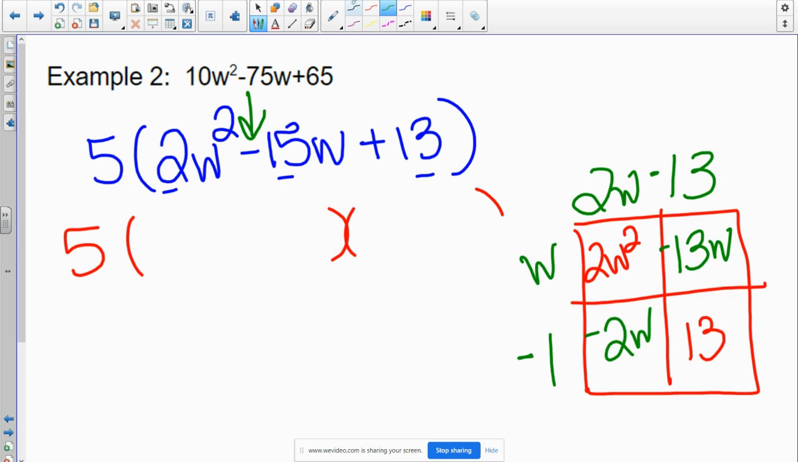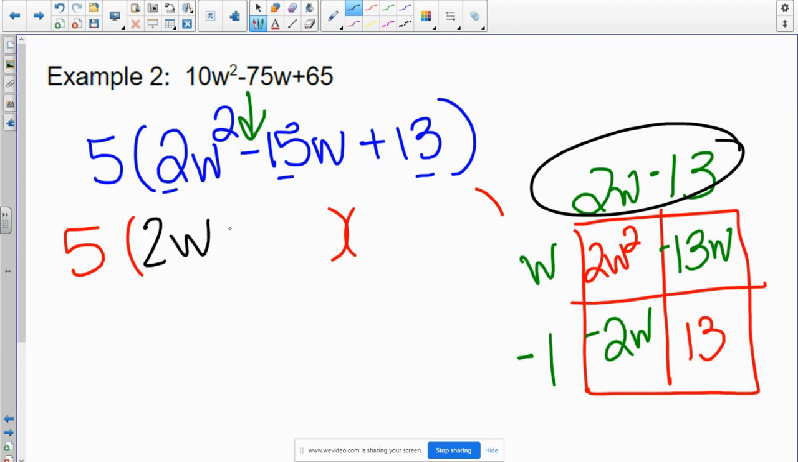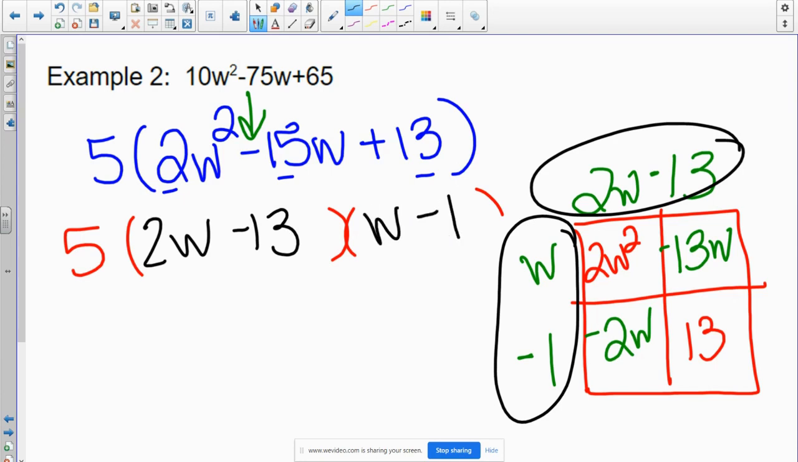So we write down what we see. Again, it doesn't matter which order we put them in, so 2w minus 13, and on the side here is w minus 1, and we have nicely factored example number 2. If you want to check it, I won't take the time, but if you check it, take 5 times either one of these and then multiply it all the way back out, and you should, if you have it correct, get back to 10w squared minus 75w plus 65.